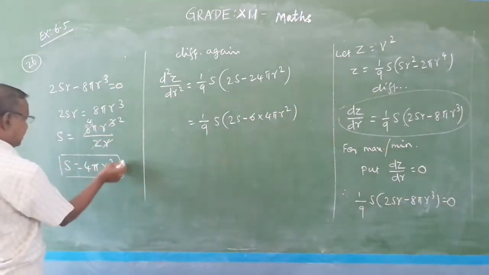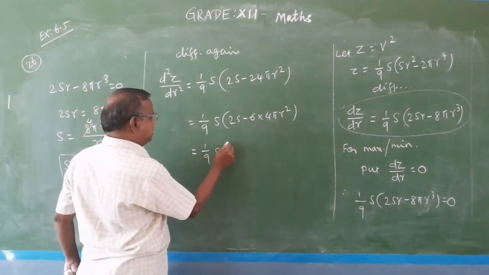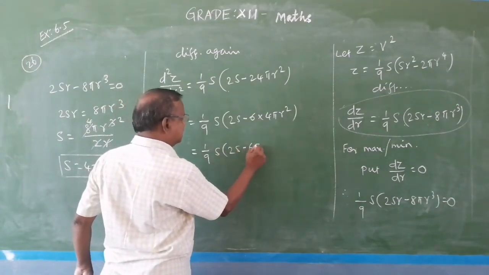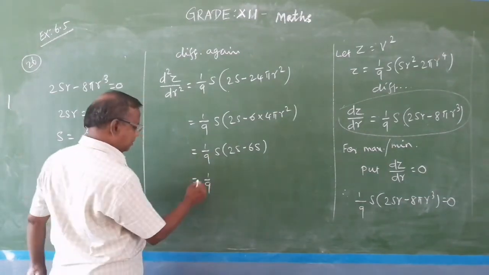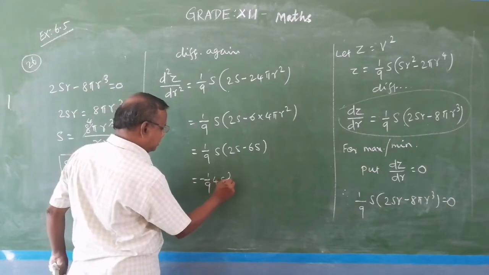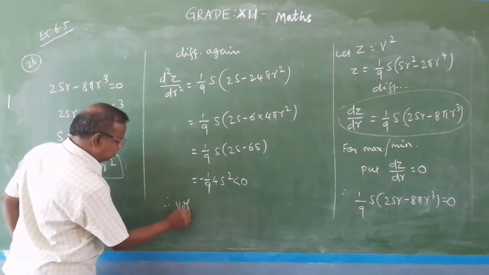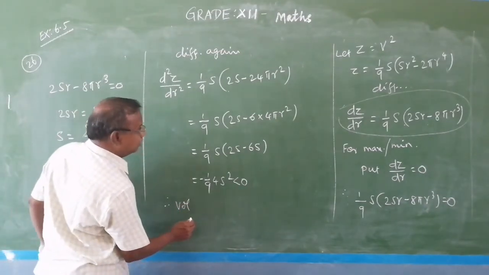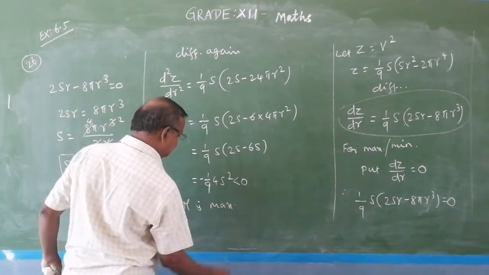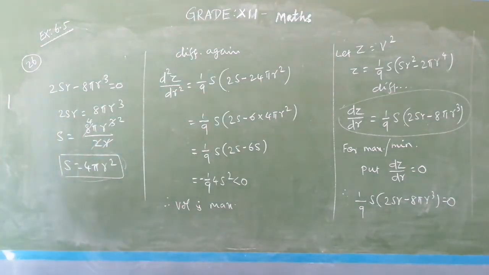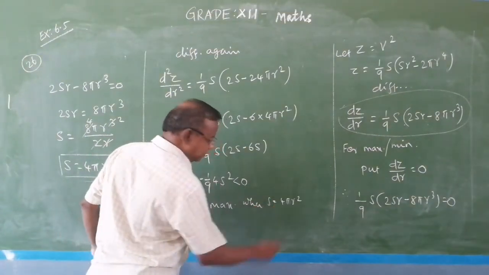Because 4 pi r square equal to s, we can substitute s for 4 pi r square, that is equal to 1 by 9 s into 2s minus 6s, that is equal to 1 by 9 into minus 4s square. So which is a negative term. Therefore volume is maximum when S equal to 4 pi r square.